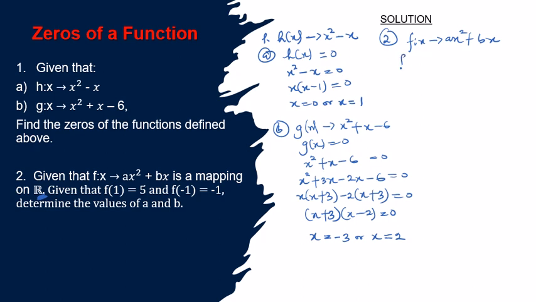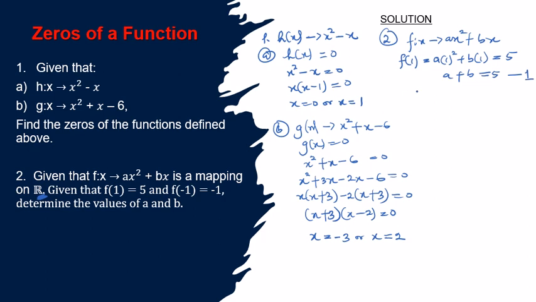So let's find f of 1. We have been told that f of 1, which will give us a into 1 squared plus b into 1, which is equal to what? 5. Remember, f of 1 is 5. So we have a plus b equals to 5. So we can have double equations. Let's call that equation 1.